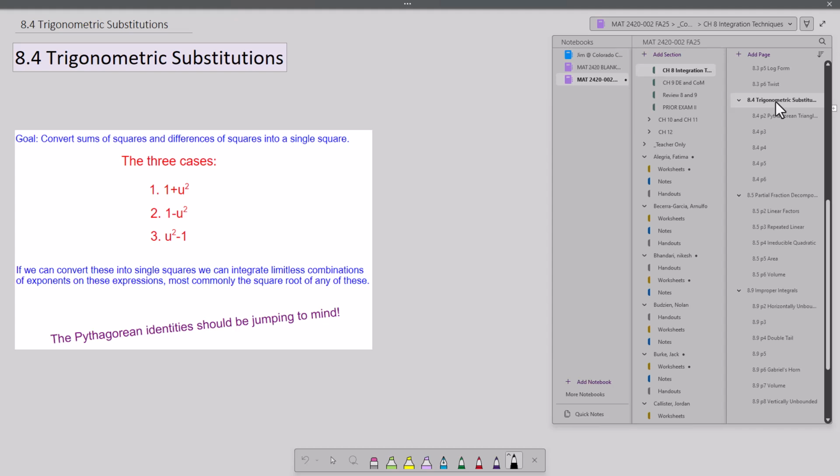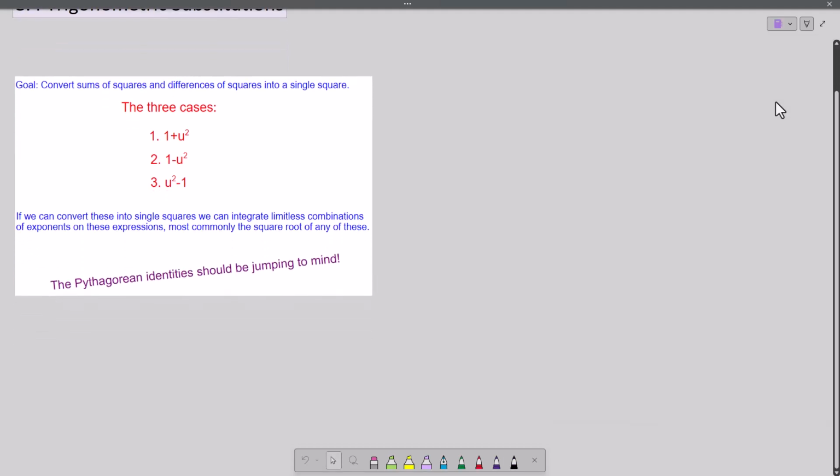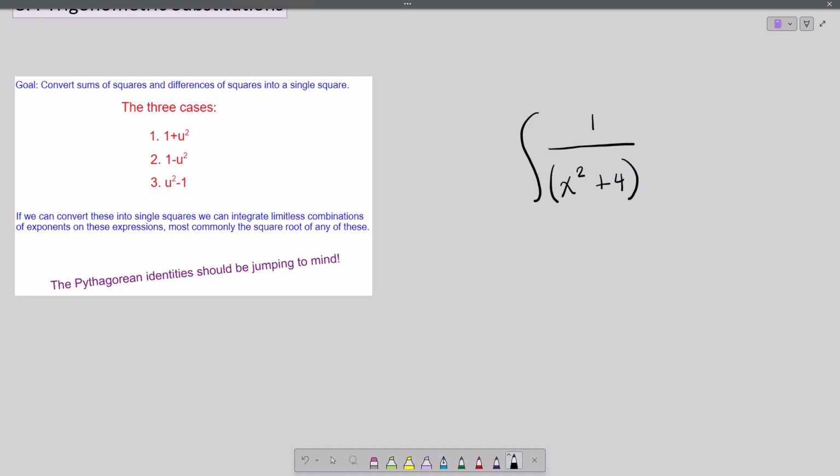So trigonometric substitution allows us to integrate sums and differences of squares. You've seen there are all sorts of integrals that we have no idea how to integrate yet. When you're thinking about something like x squared plus 4 to the 3/2, we don't know how to integrate that yet. When we look down into the denominator, the key feature is that you have a sum of squares: x squared plus 2 squared.